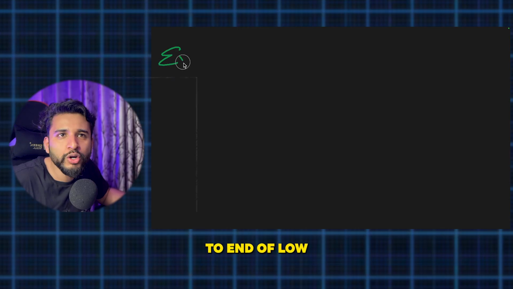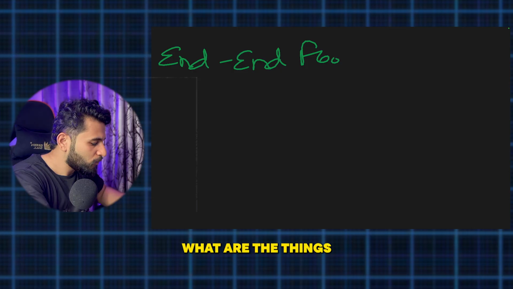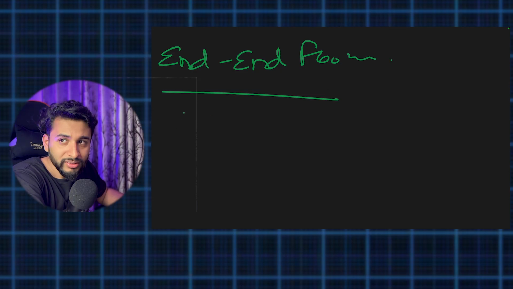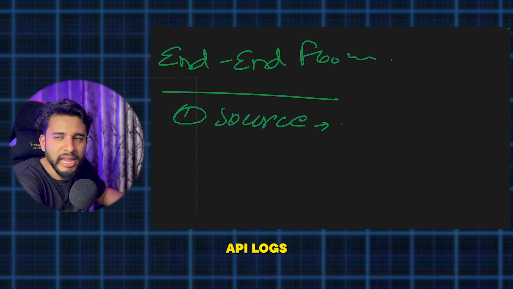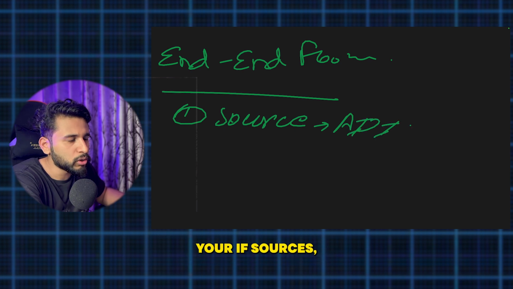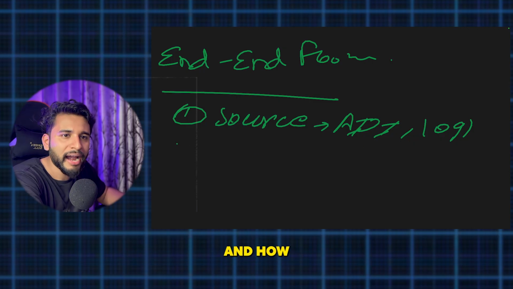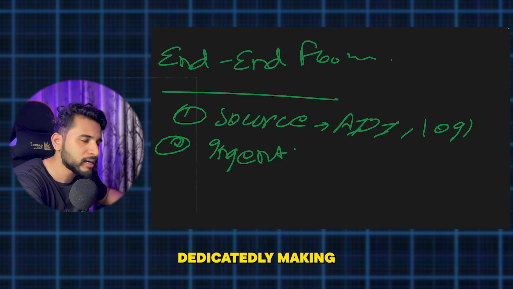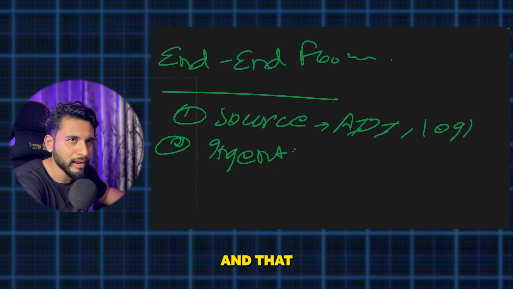If I talk about the end-to-end flow, how and where the data engineer is involved and what all things they do, let's talk about all those things also. First thing first, that is the source. Source is basically where API logs are coming from. Your source is API or logs, any kind of source or any kind of database. The second thing is ingesting the data. Ingestion means, as you might have seen in my previous videos, or in the future I'll be making dedicated videos on ingestion, and it will be easy to learn.